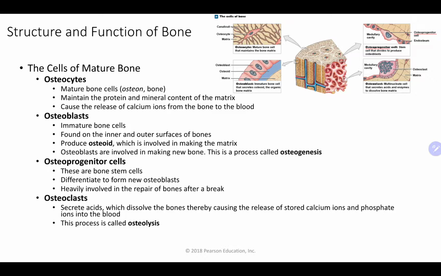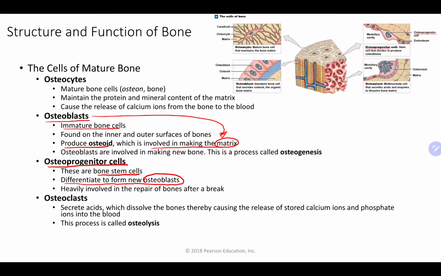When we're looking at the cells of bone, let me start with osteoprogenitor cells. These are those bone stem cells. They will differentiate to form new osteoblasts. Osteoblasts are these immature bone cells, and they produce osteoid, which is involved in making the matrix. So these osteoblasts make the matrix.